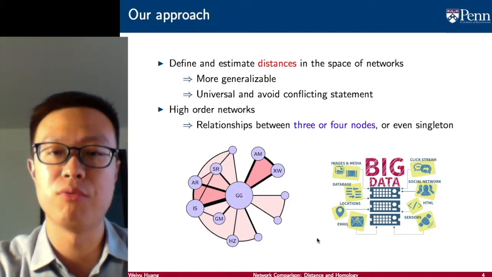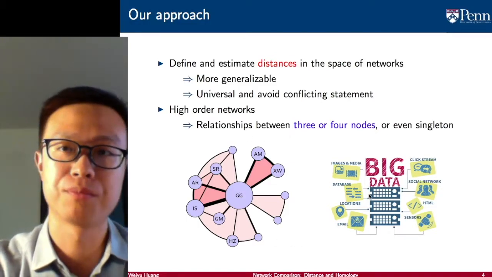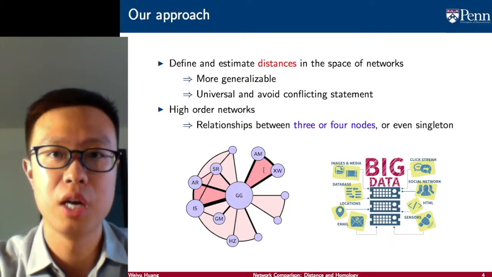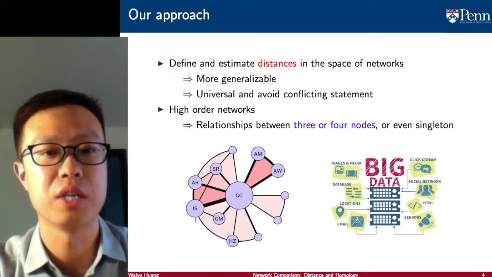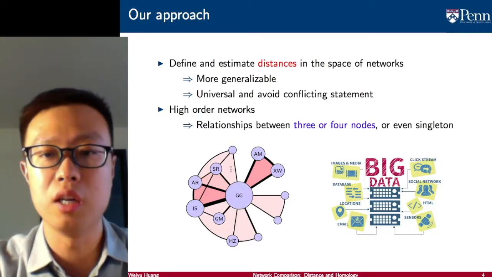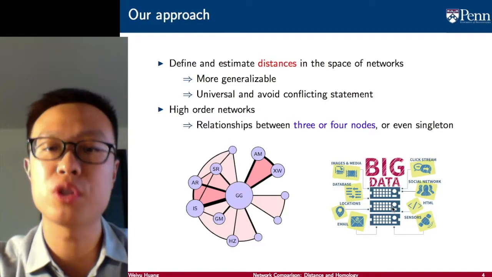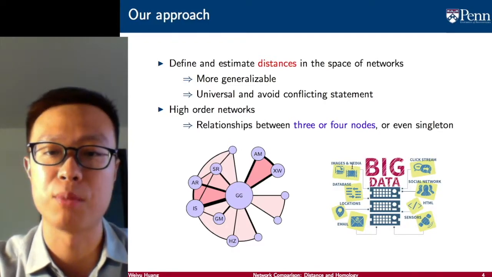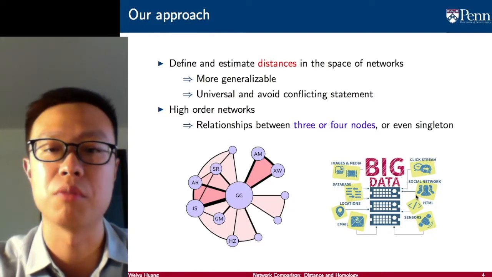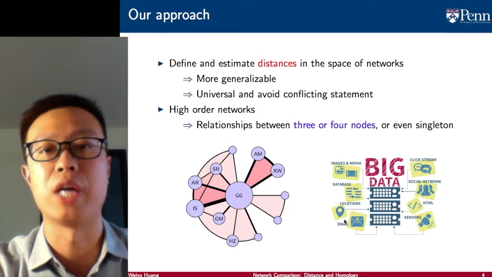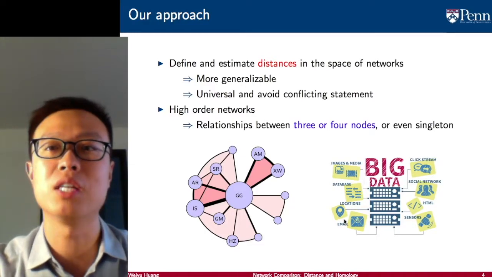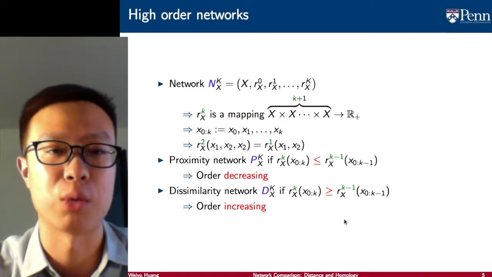We have 2 examples of why such consideration is meaningful. In collaboration networks, we have the collaborations between 3 researchers and the collaborations between 4 researchers. This is not the same as the collaborations between only 2 researchers. In knowledge graph representation, the association between 3 things, for example, image, location, and online social media, is not the same as the association between 2 things, for example, image and location. Therefore, we want to consider high-order networks and evaluate the distances in the space of high-order networks.